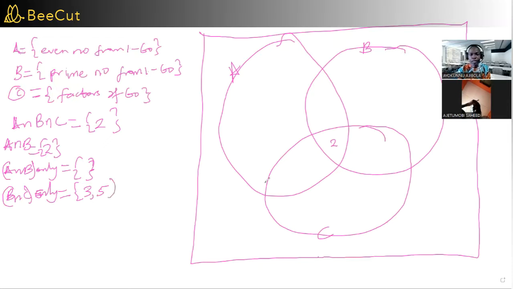We have 3, 5. So B and C now have 3, 5. And that's what I was trying to explain. Then we have A intersection C now.